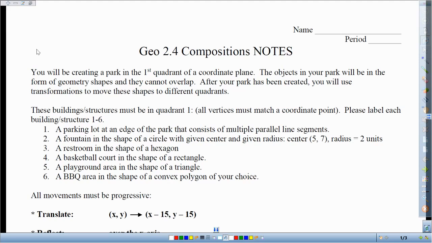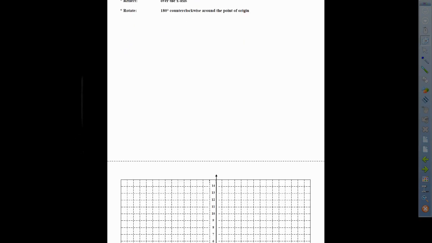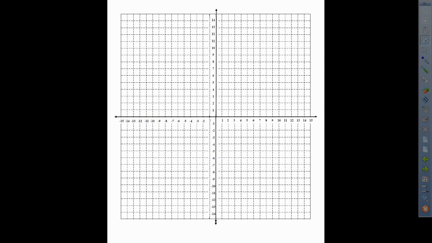Okay, so first things first is I recommend downloading, or not downloading, but printing out the PDF that I've posted here. It has the directions at the top. The second piece of paper is the graph that we'll be doing all of our work on. If you can't print this out, that's still okay. All I really need you to do is draw yourself a graph, just like the one you see right here, and then do your work on it. Okay, so let me show you what's going to go on here.